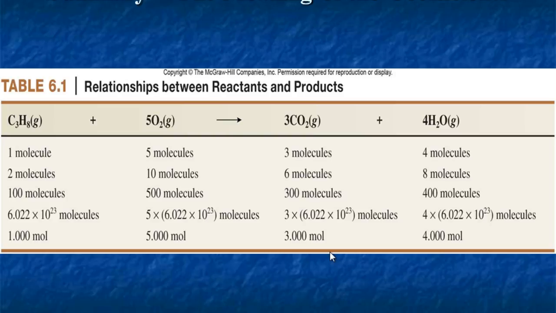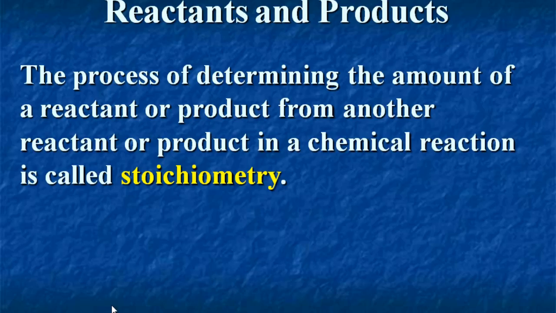So in every chemical reaction, the numerical coefficients you put in front of the formulas represent how many moles of each of them are reacting and how many moles of each are produced. So those coefficients represent the mole relationship in a chemical reaction. The process of determining the amount of a reactant or product from another reactant or product in a chemical reaction is called stoichiometry. And that's what this chapter is all about.